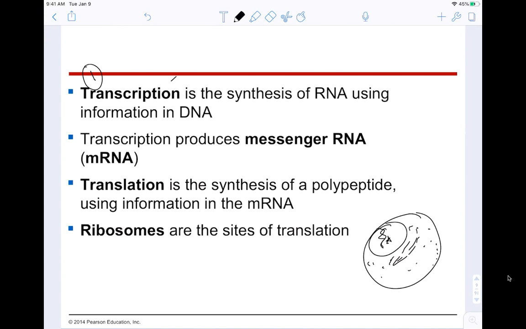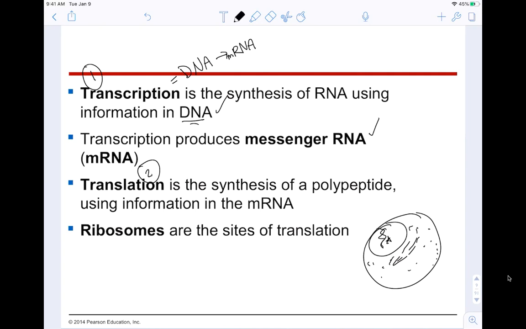So transcription equals DNA to RNA. That is transcription, DNA to RNA. Okay, so we're actually going to create something called messenger RNA, called mRNA. So transcription specifically produces mRNA. So this is a little bit more specific there, mRNA. And then translation, step 2, is a synthesis of our polypeptide, which is going to use the information that mRNA copied from our DNA.